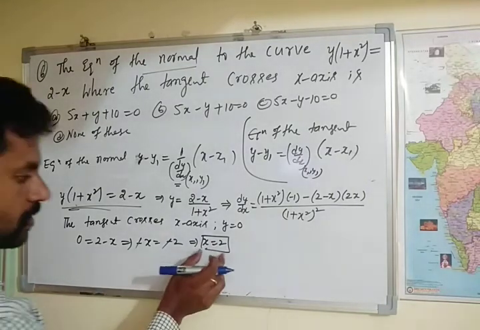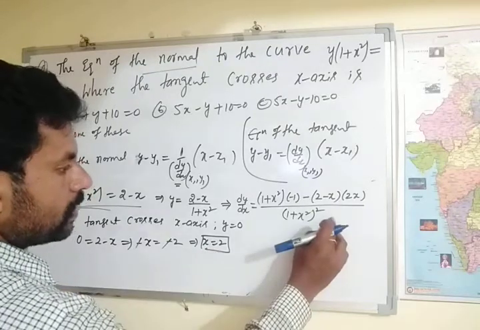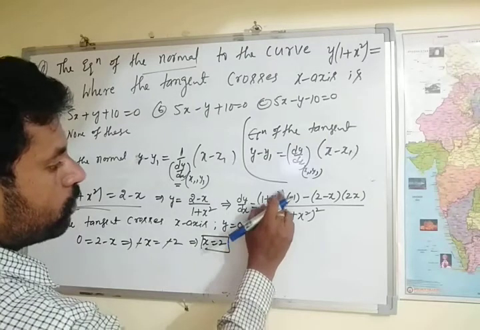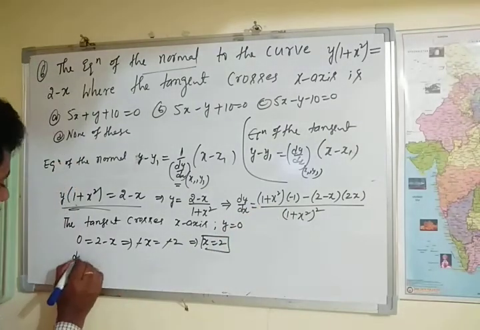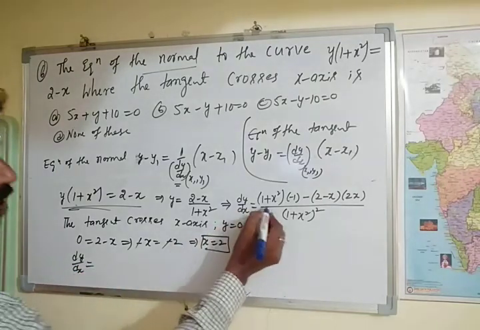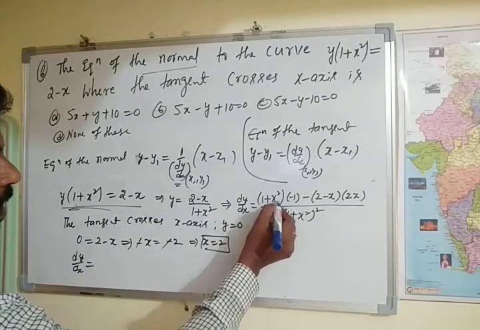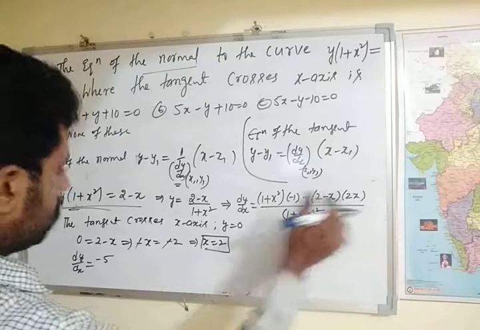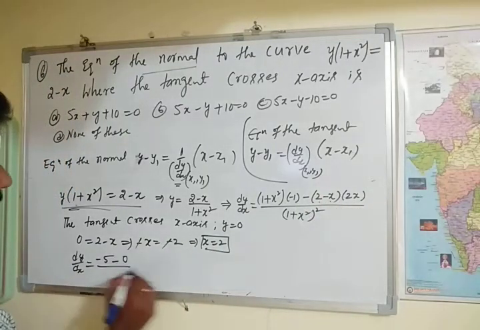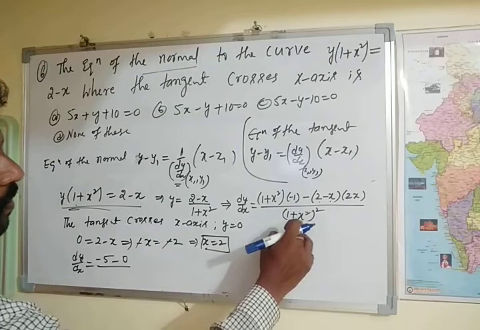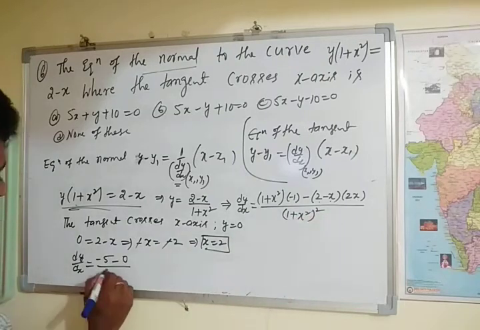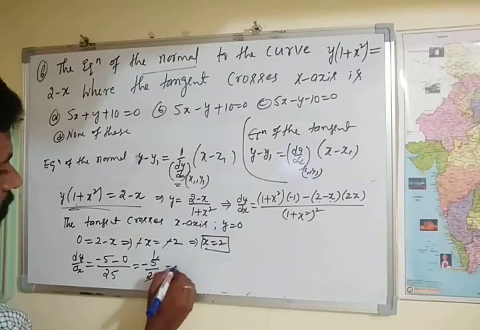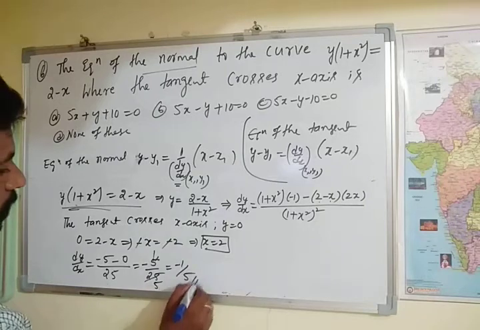Now substituting x equals to 2 in dy by dx, what happens? 1 plus 2 square. 2 square is 4, 4 plus 1 is 5. So here we get dy by dx is equals to, this term becomes 1 plus 4, that is 5, into minus 1 is minus 5. Next, 2 minus 2, the second term becomes 0. Minus 0 divided by 2 square, 2 square is 4, 4 plus 1 is 5, 5 square is 25. Is equals to minus 5 divided by 25, which is minus 1 divided by 5. This is the value of dy by dx.